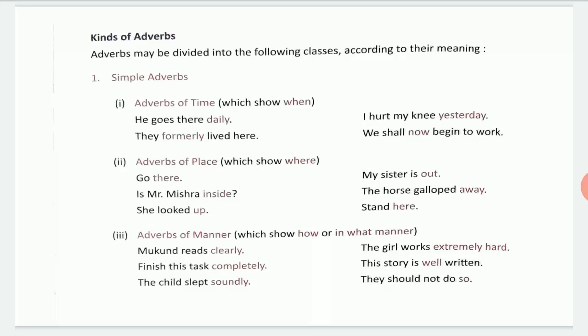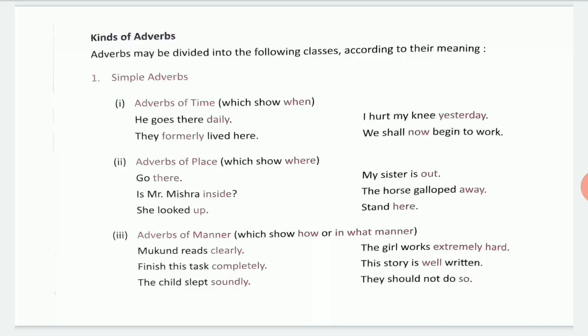The first simple adverb is the adverb of time. Now, an adverb that shows when an action takes place is called an adverb of time. The adverb of time answers the question when. For example, he goes there daily. When? Daily. They formerly lived here. When? Formerly. I hurt my knee yesterday. When? Yesterday. We shall now begin to work. When? Now. So, adverbs of time indicate the time of the action.